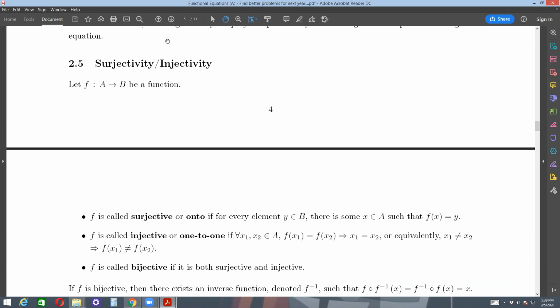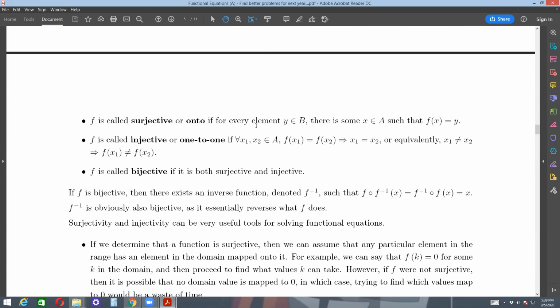Surjectivity and injectivity. So we talked about being surjective and injective, or onto and one-to-one. We could actually use those. So this is just going back over what those things mean.